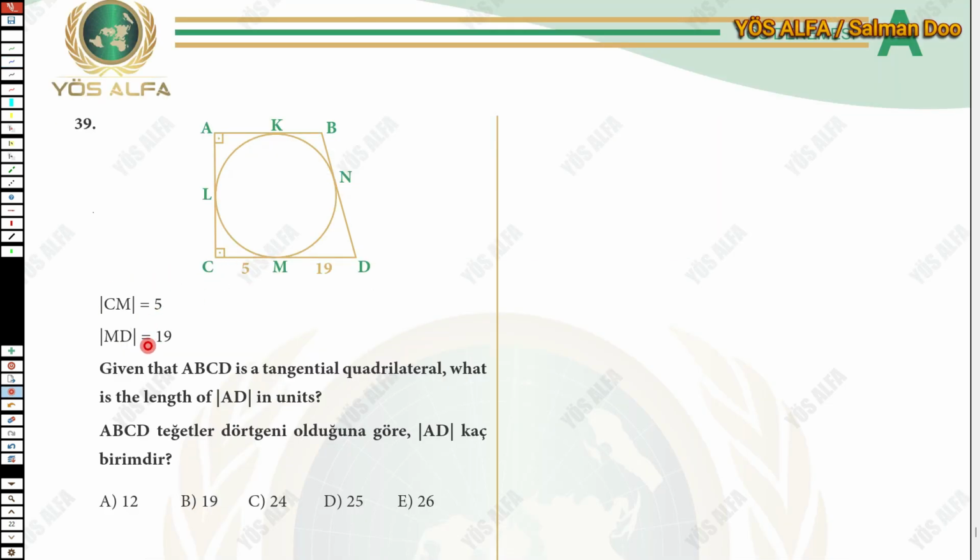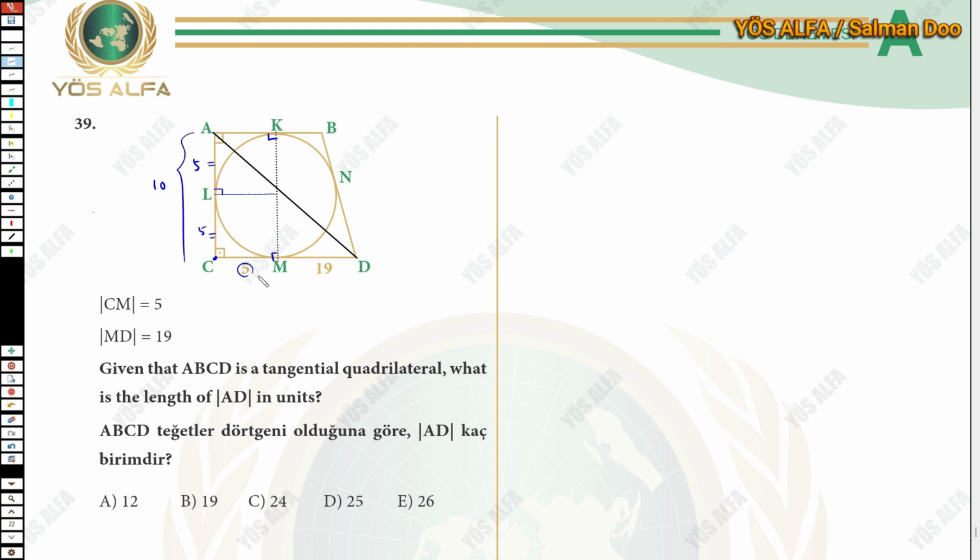9. CM is 5 and MD is 19, and ABCD is a tangential quadrilateral, and AD is a diagonal. And we know that KM is a diameter and this is perpendicular, so AC must be the same as KM. It's also a diameter and this is a radius, so AL and LC must be the same since point C is the external tangential point. So if this is 5, that is also 5, because they are both tangents. And if this is 5, that is also 5. They are both radius. So now we can make use of the Pythagoras theorem.